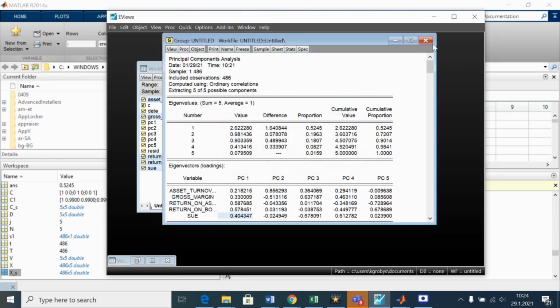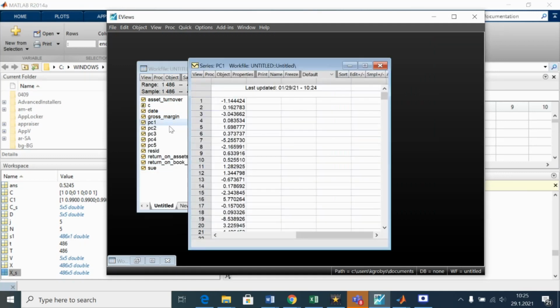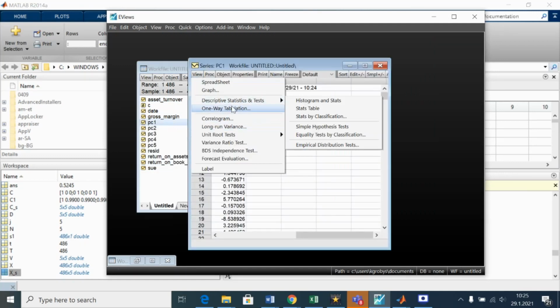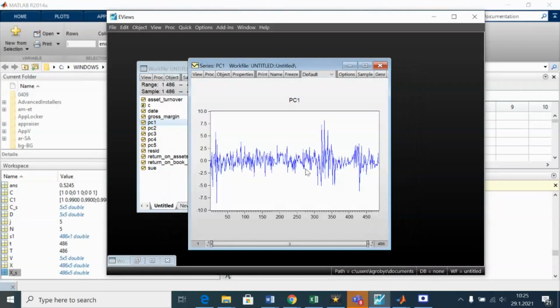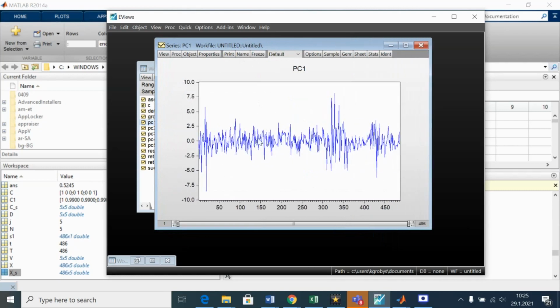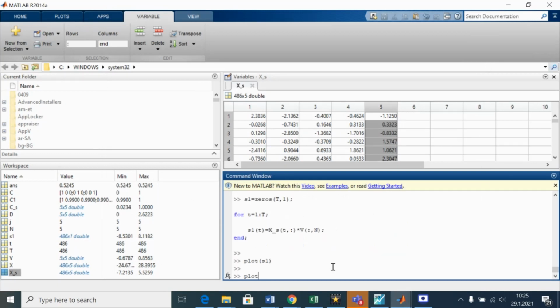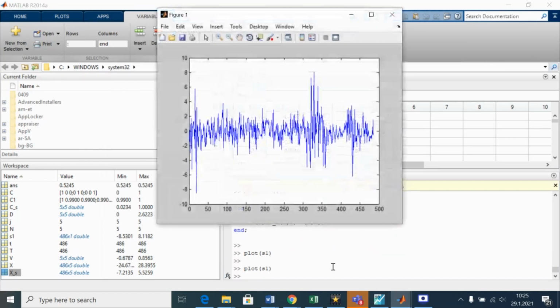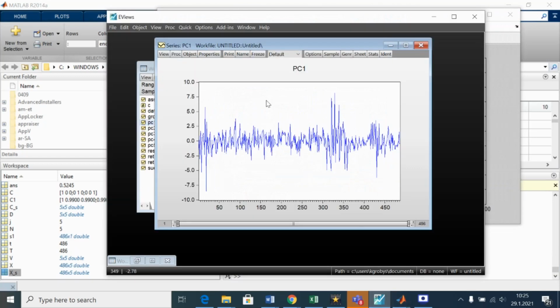Let's delete this again. And now we go on principal component, open, and on graph. So this is what we see. This is basically the same. It has the same patterns as what we have already observed here in MATLAB. If you go on plot S1, this is the same time series. So this is basically what we get out.